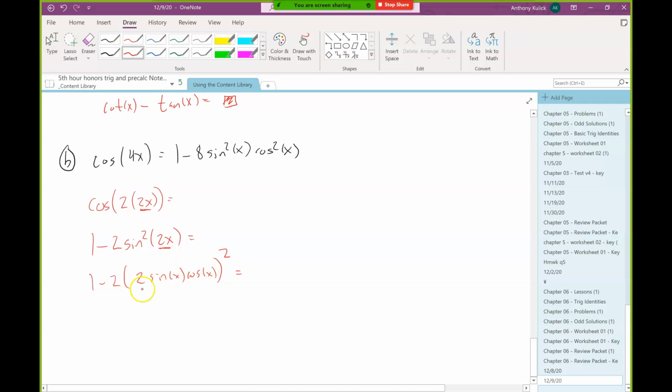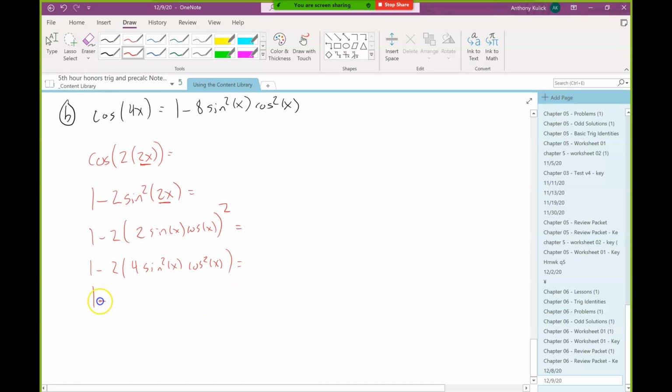And now when I square a product like this, I get 2 squared, sine squared, and cosine squared. And 2 times 4 is 8. And that is exactly what I was looking for. And I think that's the easiest way to do that one.